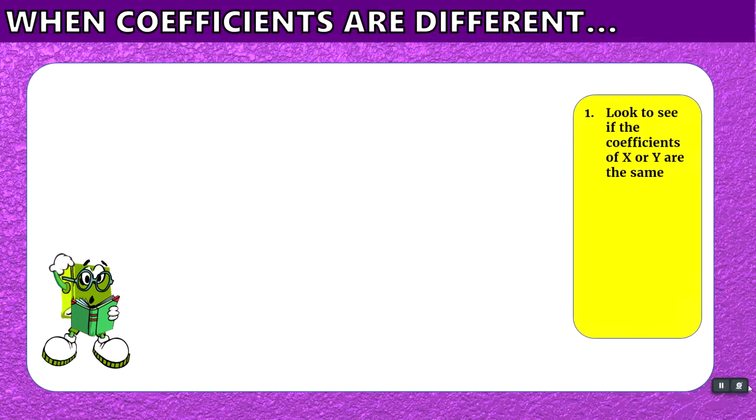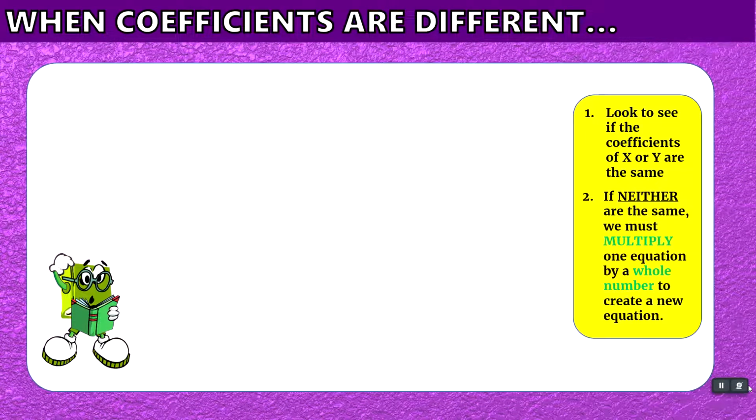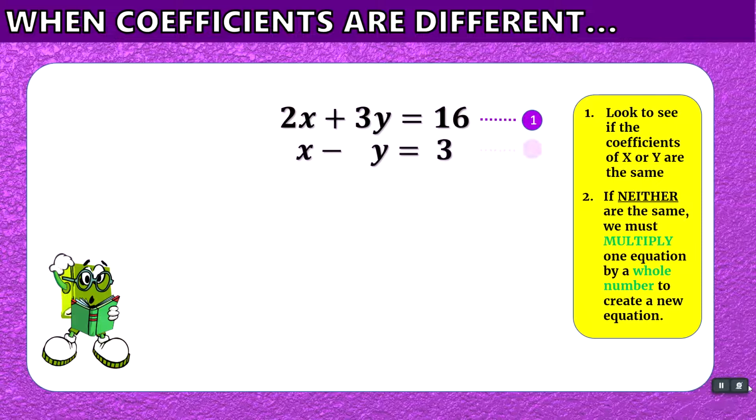So when coefficients are different, we look to see if the coefficients of x or y are the same. And if neither are the same, we must multiply one of the equations by a whole number to create a new equation. So let's take a look. 2x plus 3y equals 16, that's equation 1. And x minus y equals 3, that's equation 2.